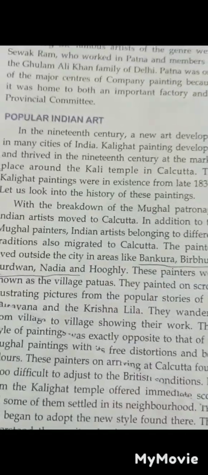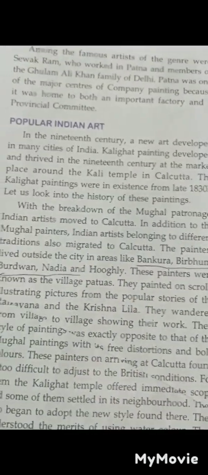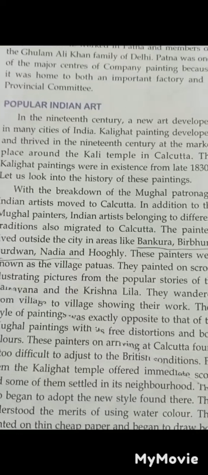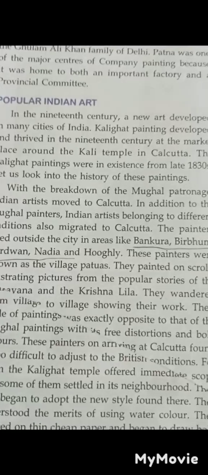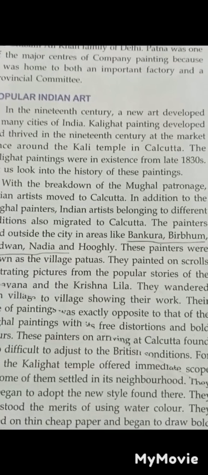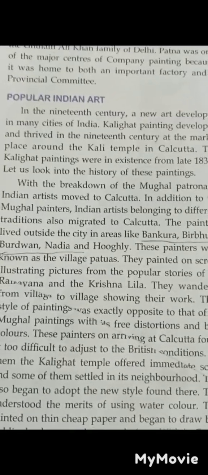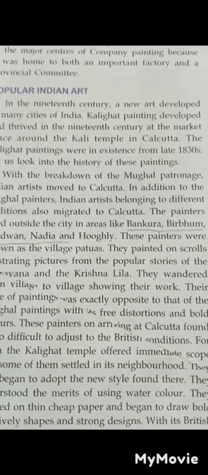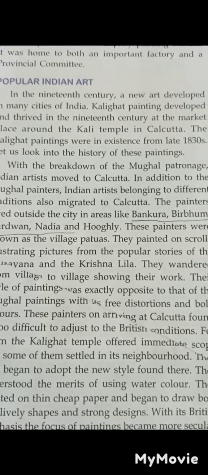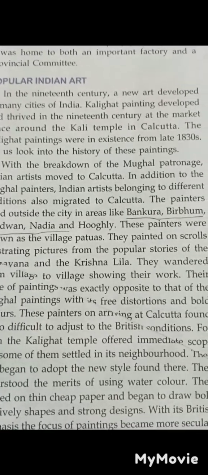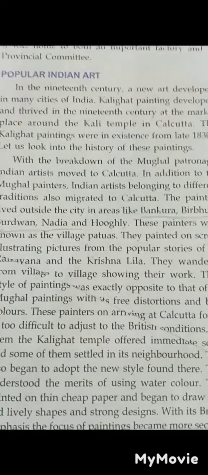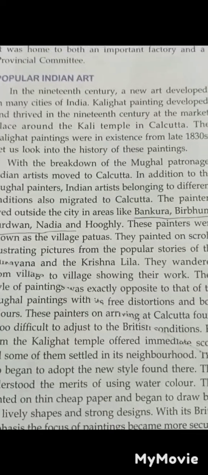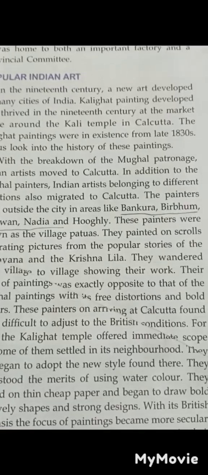In the 19th century, a new art developed in many cities of India. Kalighat paintings developed and thrived in the 19th century at the marketplace around the Kali temple in Calcutta. The Kalighat paintings were in existence from the late 1830s. Let us look into the history of these paintings.